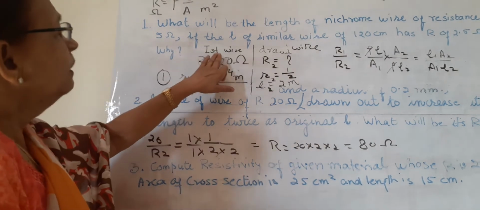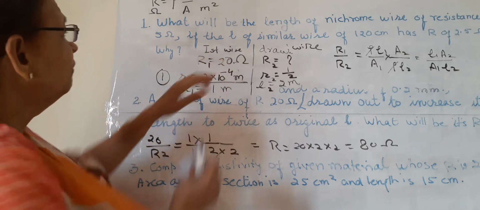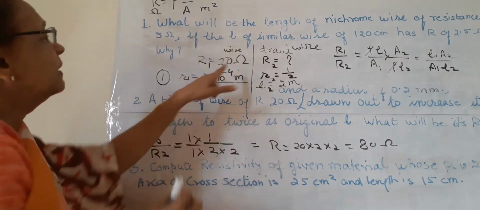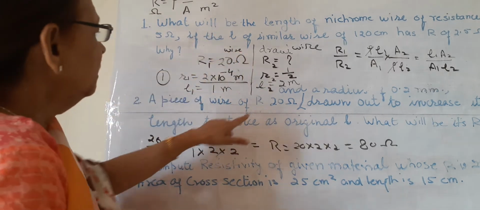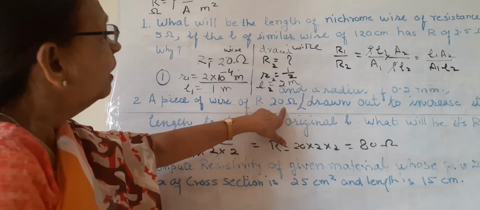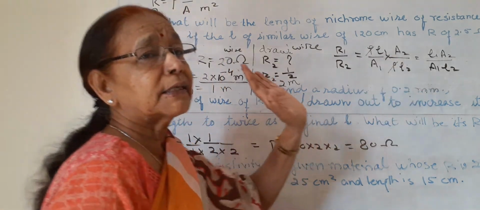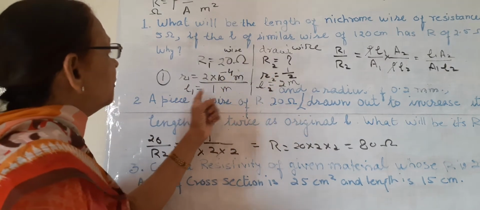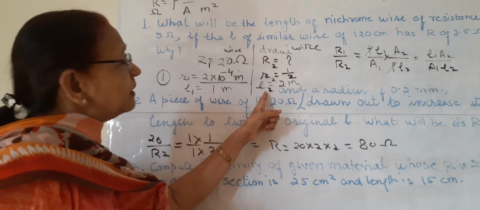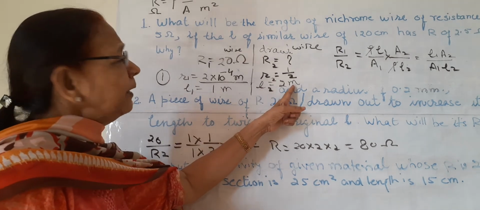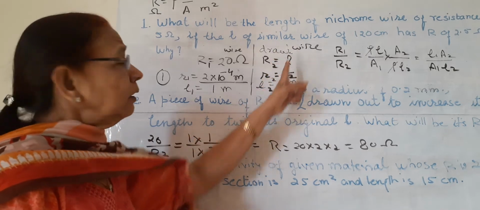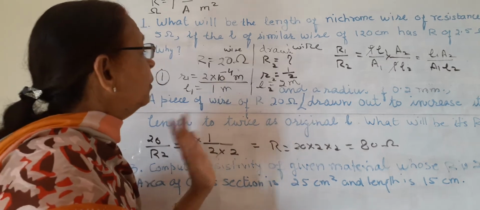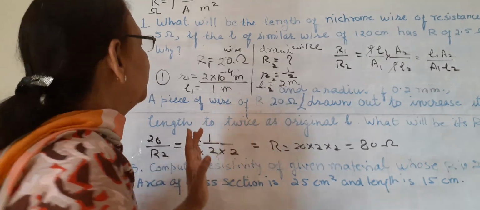See, this is the wire, the original wire. This is the wire having R1 20 ohm, and the radius is given. But when it is drawn to double the length, suppose the length is 1 meter here, length is doubled, so L2 will be 2 meters. L1 will be 1 meter and the new length L2 will be 2 meters.